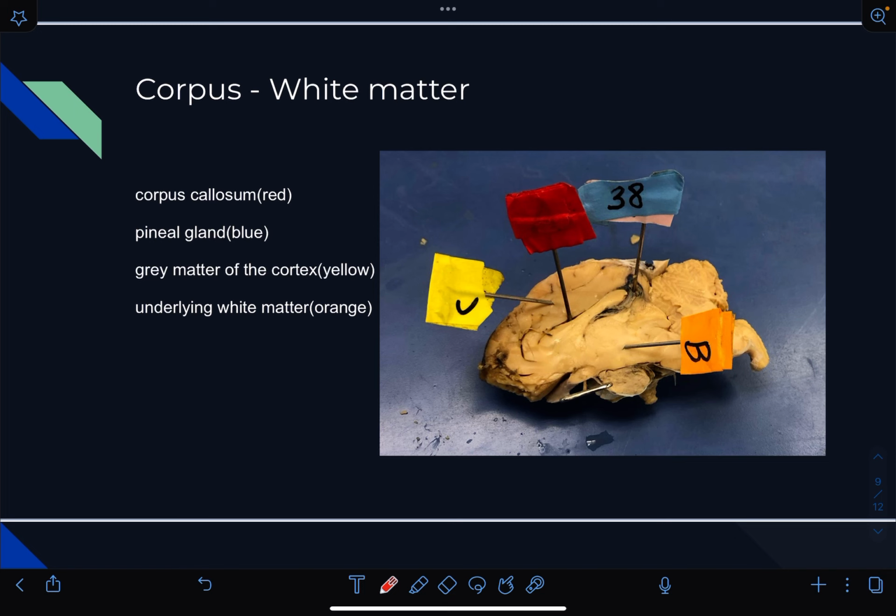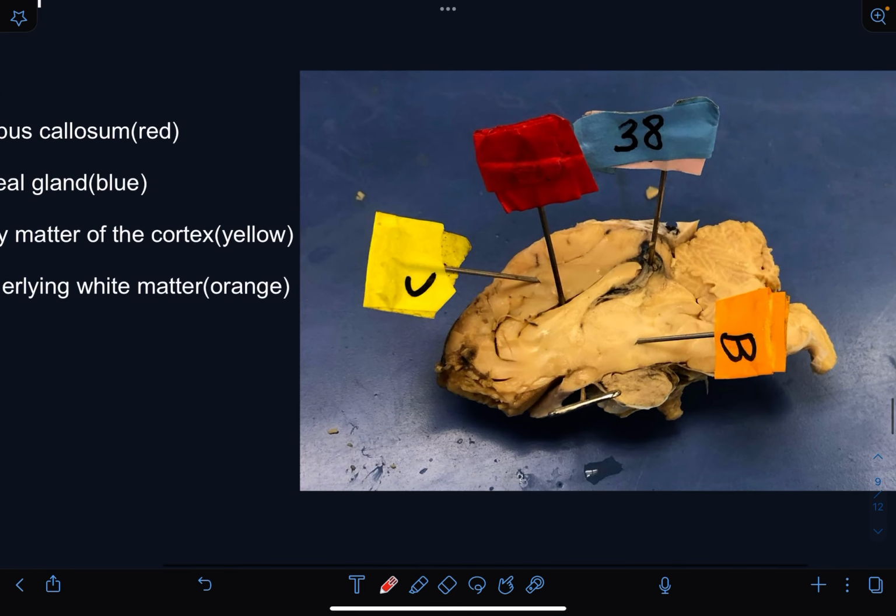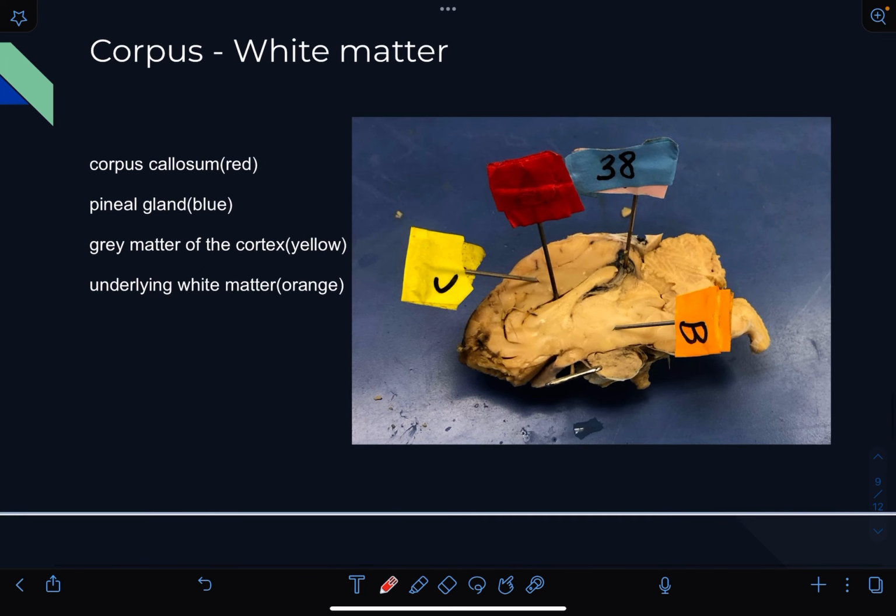Here we have the corpus callosum in red. The corpus callosum right here is going to split the brain. It's a large band of neural fibers that connect the left and right cerebral hemispheres, allowing communication between them. The corpus callosum is known to be cut to help people with epilepsy and seizures. That's something interesting that is seen to work as a therapeutic agent for people who have severe seizures.